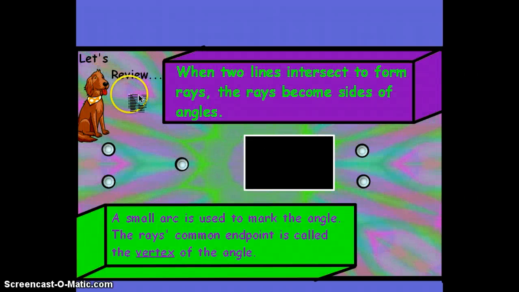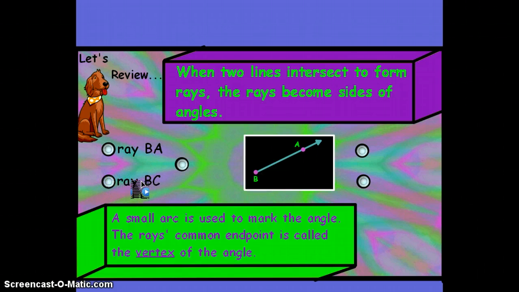So let's review a little bit. When two lines intersect, the rays become the sides of the angle. We have ray AB, which looks like that. The ray is always named after the end point first. The next is ray BC, which looks like that. If you can see, ray BA and BC come together to make angle ABC. The points are A, B, and C. And the vertex is point B.